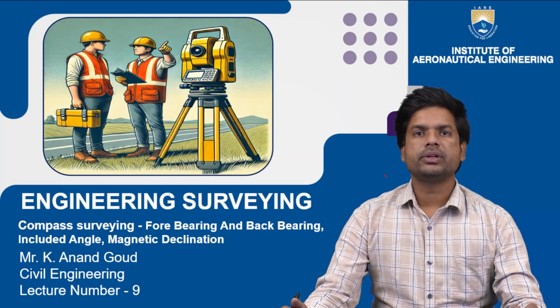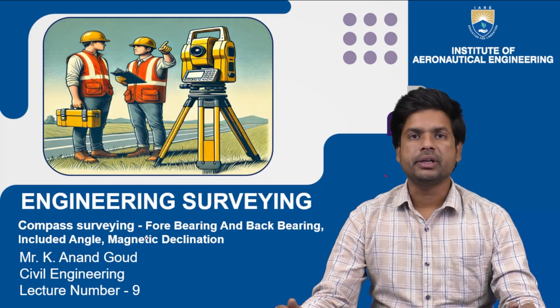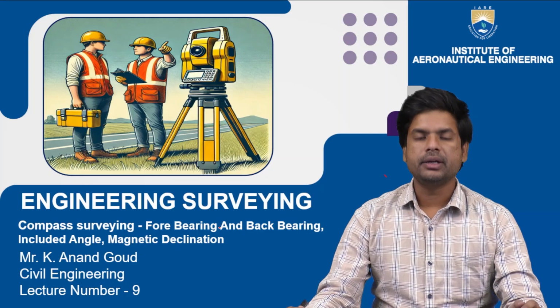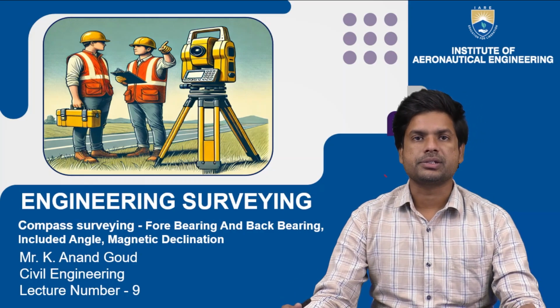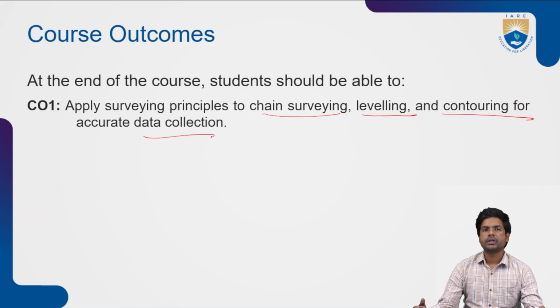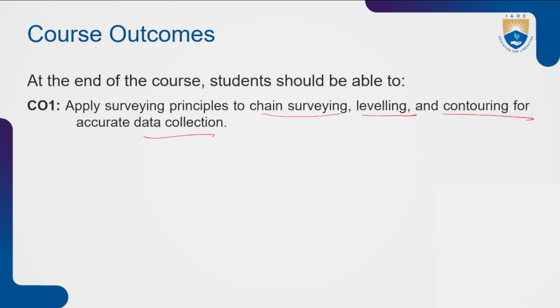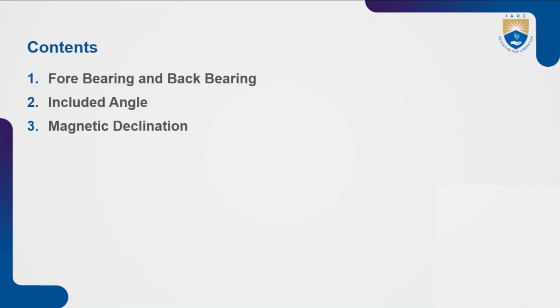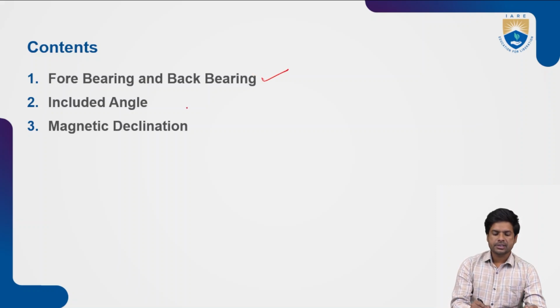In this lecture, we are going to discuss the topic compass surveying, in that forebearing, backbearing, included angles and magnetic declination. Coming to the course outcome, at the end of the course, you are going to apply the surveying principles for doing chain surveying, leveling and contouring for accurate data collection. After learning this topic, we will do these types of surveying and leveling with proficiency by collecting the data. Now coming to the contents, first we discuss forebearing and backbearing, next included angles, and next magnetic declination.